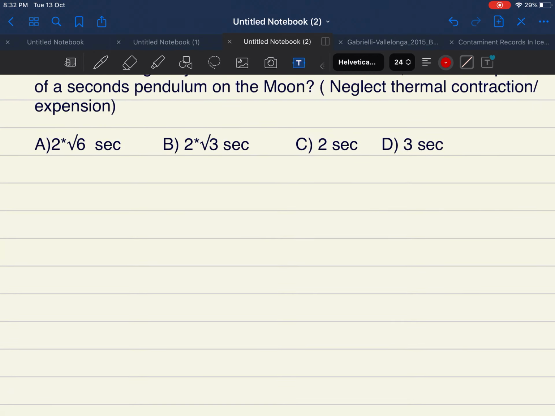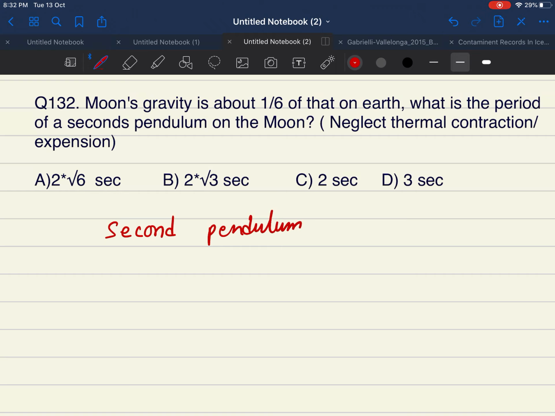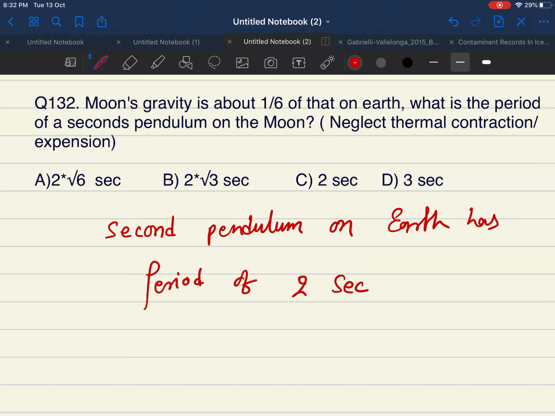Now we have to find the second pendulum period on the moon. What we know is, on earth a second pendulum has a period of 2 seconds, right? This is on earth.